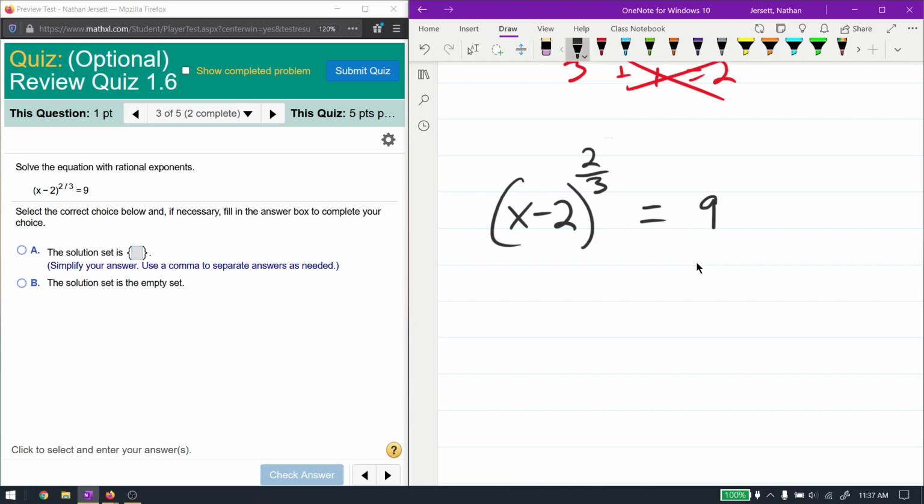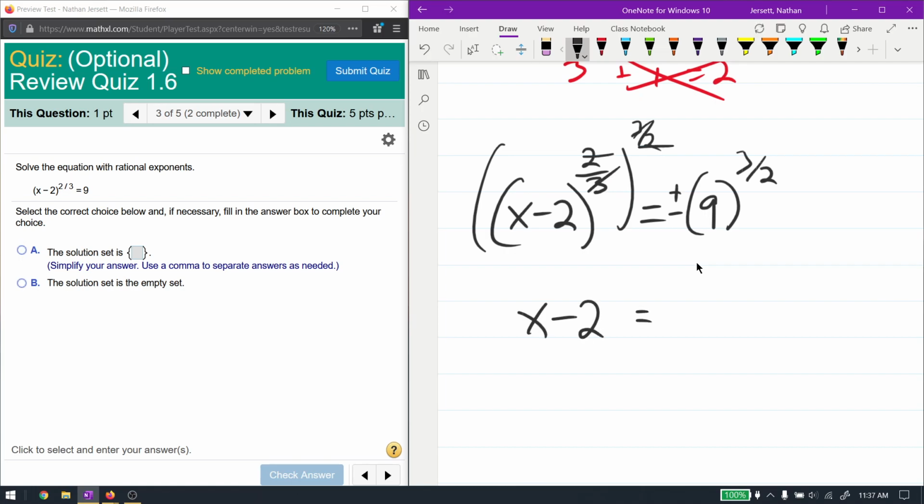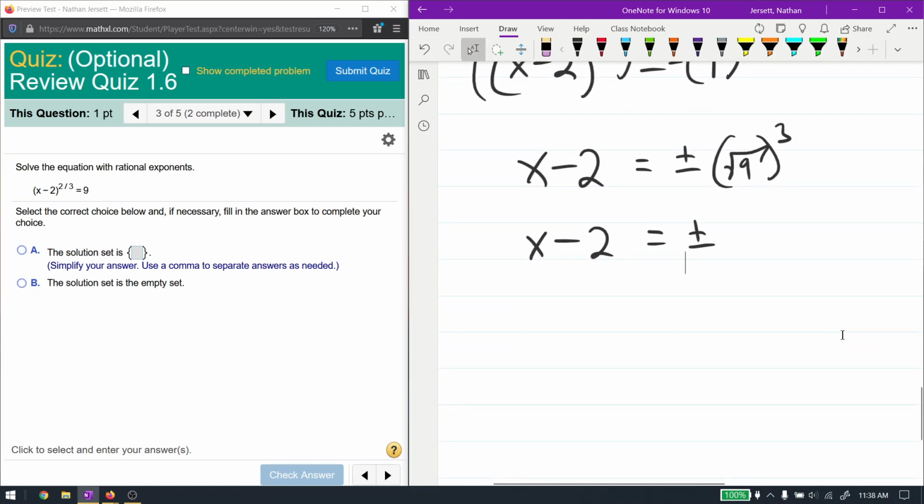So to solve this, I'm going to take this to the power of 3 halves. And I must add a plus or minus because I have an even number in the numerator. 2 and 2 cancel, 3 and 3 cancel, gave me just x minus 2. And this equals plus or minus 3 over 2, which is the same thing as the square root of 9 cubed. The square root of 9 is 3, and 3 cubed is 27.